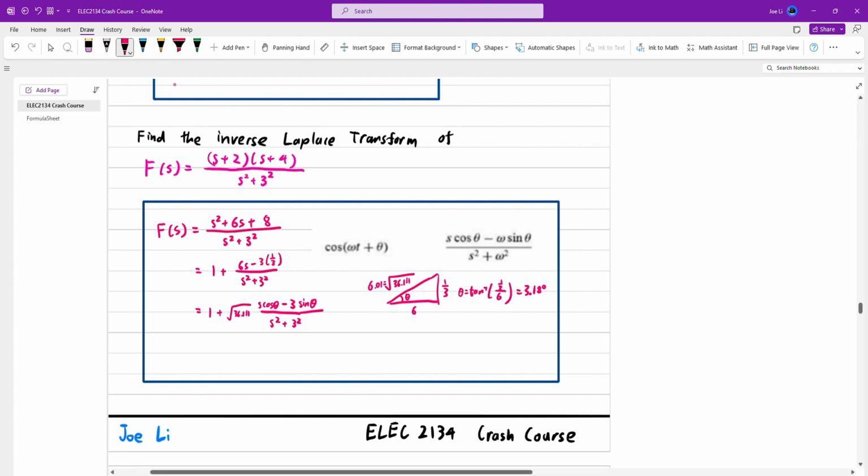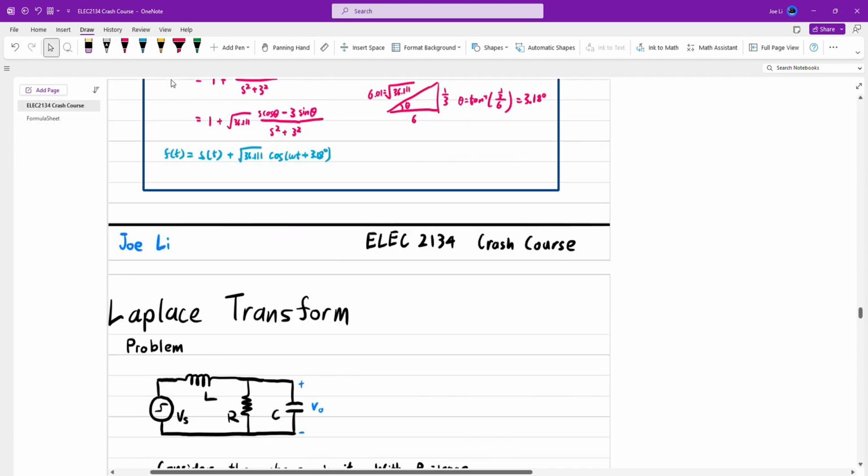So we can inverse Laplace transform it. We get f(t) equals the Laplace transform of 1, which is just delta. You get the square root of 36.111, and you get cosine of omega t plus theta, which is 3.18 degrees. Okay, hopefully this makes sense. Let's move on.